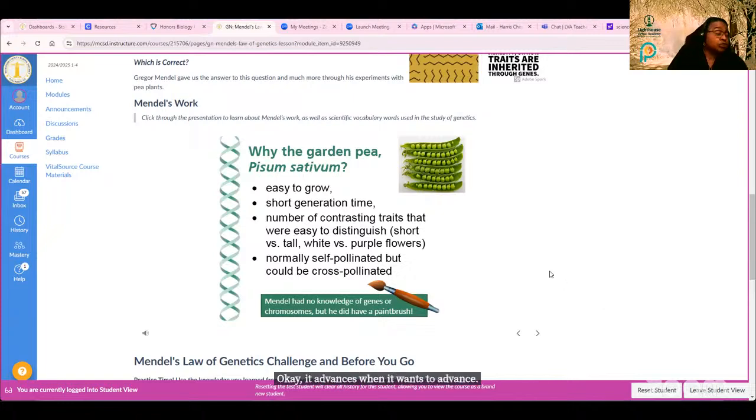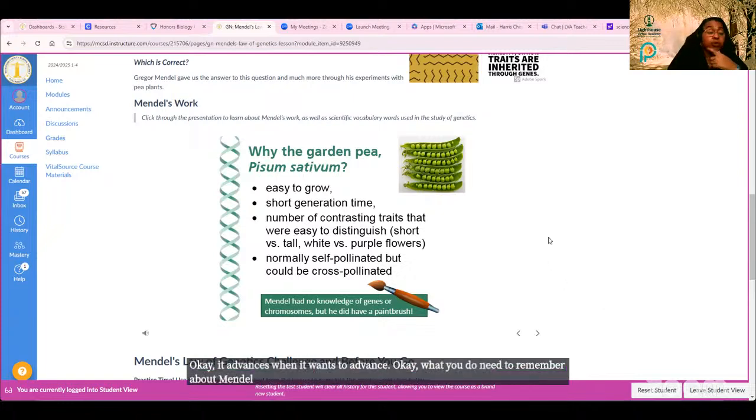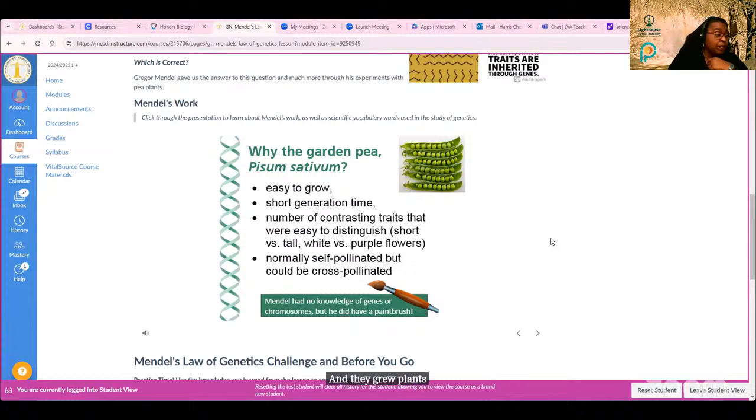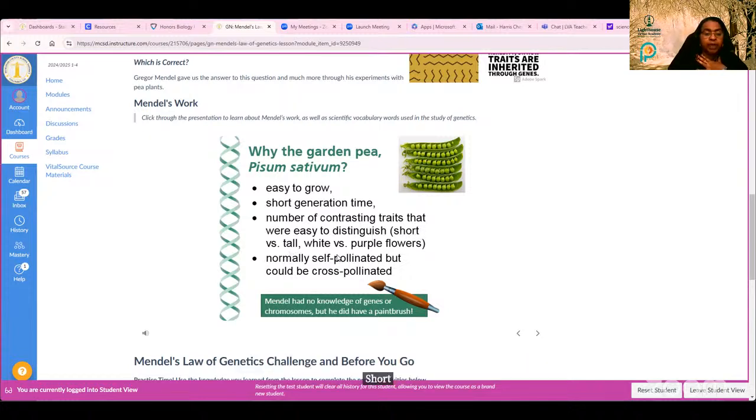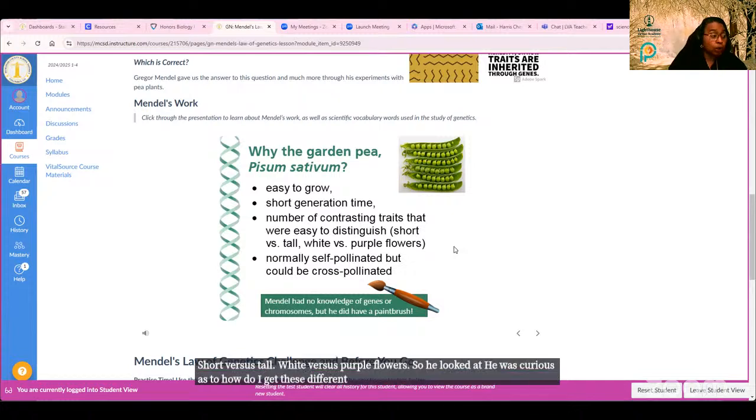Okay, what you do need to remember about Mendel is what he studied. He studied pea plants. He was a monk, and they grew plants at the monastery, and he was a scientist as a monk. So he studied peas. Now notice some of the terms that he looked at. He looked at their characteristics: short versus tall, and white versus purple flowers. He was curious as to how to get these different traits to show up.